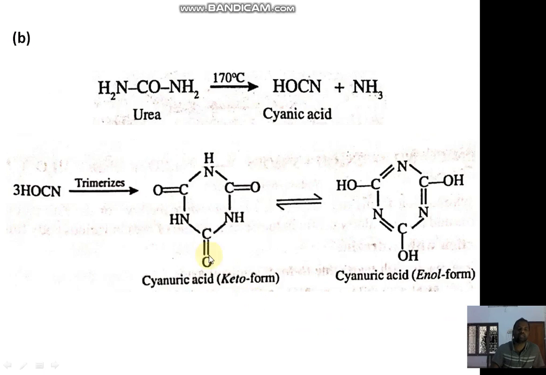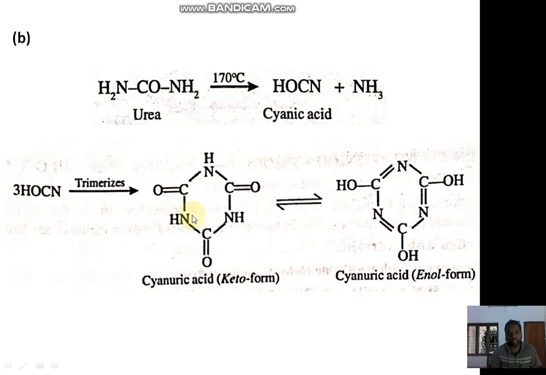So the next reaction, while heating: if you heat till 170 degrees, you will get cyanic acid, and this cyanic acid trimerizes to cyanuric acid, and that will get tautomerized to cyanuric acid only, keto form and enol form. So this is keto-enol tautomerism. Keto form will contain a carbonyl bond, C double bond O, and enol will have a COH. So tautomerism means we are just changing the position of hydrogen between this oxygen and nitrogen.